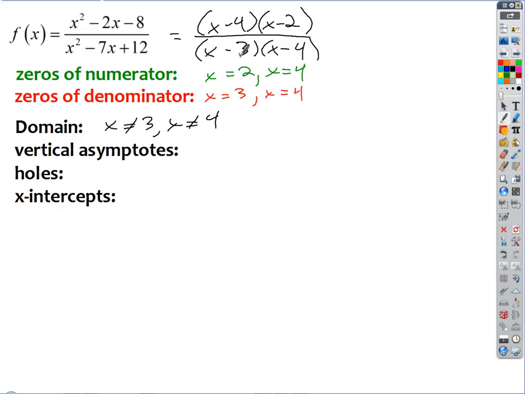Vanessa. 4 is being shared in the numerator and denominator. Okay, good, good. 4 wouldn't work because 4 is a shared 0. Vertical asymptotes occur at exclusive zeros of the bottom, right? So the only value up here that is only a 0 of the denominator is 3. So we get a vertical asymptote at x equals 3.